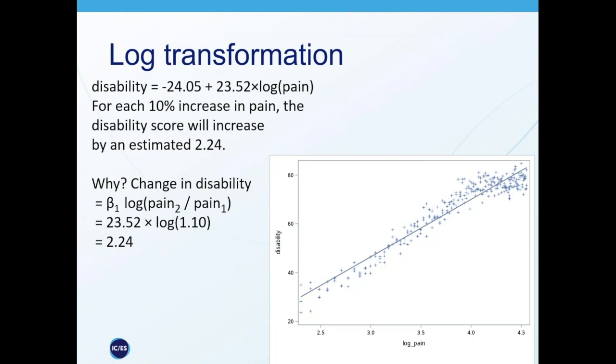So whether I go from a pain score of 10 to a pain score of 11, which is a 10% increase, or I go from a pain score of 50 to a pain score of 55, again, a 10% increase, I'm predicting that the change in disability will be the same. You can work out the arithmetic on your own and make sure I didn't make any mistakes on this slide.